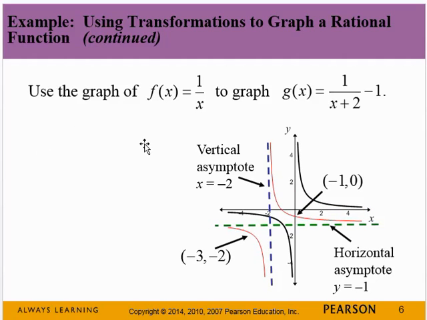Now, since you're subtracting 1 at the end, your graph is going to shift down 1 unit. That includes your horizontal asymptote. So you're going to subtract 1 from every y coordinate. You subtracted 2 from every x coordinate and 1 from every y coordinate. And again, your horizontal asymptote is now going to be y equals negative 1. So it's the same idea that you did before with your quadratic.